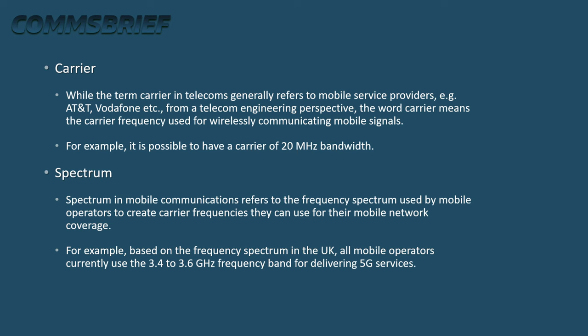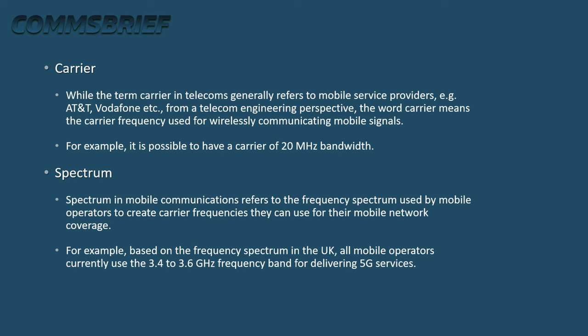Carrier and spectrum. Carrier. While the term carrier in telecoms generally refers to mobile service providers, for example, AT&T, Vodafone, etc., from a telecom engineering perspective, the word carrier means the carrier frequency used for wirelessly communicating mobile signals. For example, it is possible to have a carrier of 20 MHz bandwidth.